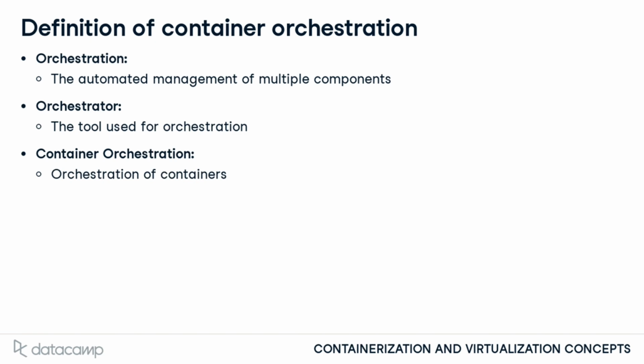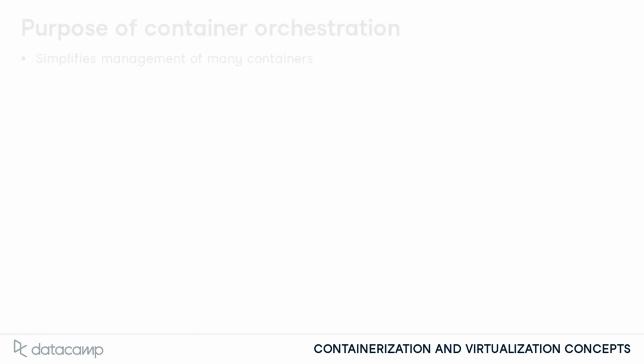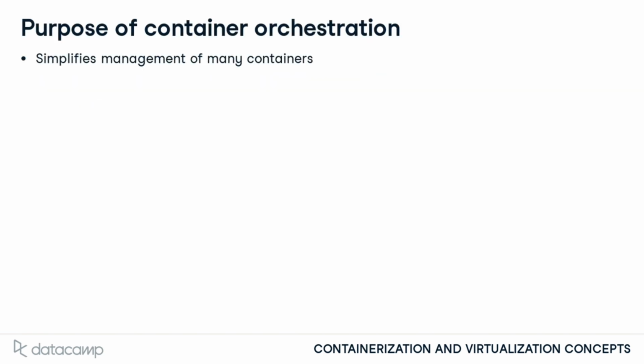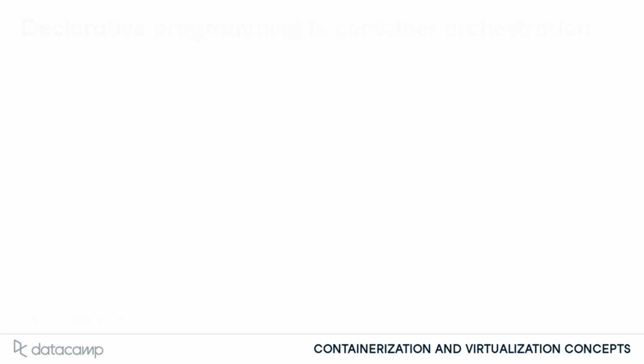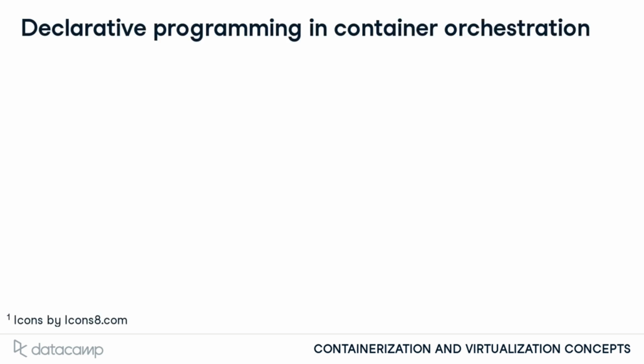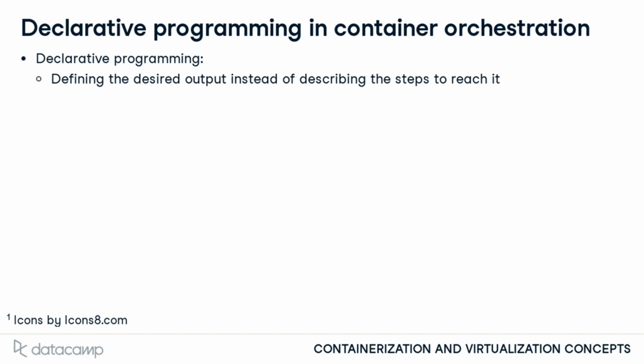To use an analogy, container orchestration is like having a conductor to keep an orchestra in harmony, except that the orchestra is made up of containers. Container orchestration simplifies the management of large numbers of containers. It ensures that multiple containers work together effectively to do what they're supposed to do and efficiently with the least amount of resources. Container orchestration uses declarative programming, a style in which we define the desired output rather than describing the steps to achieve it.